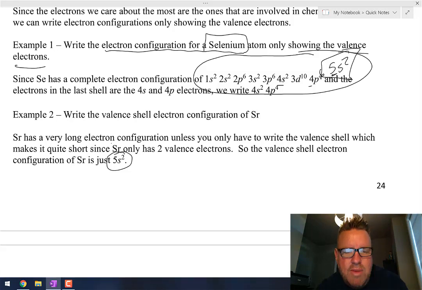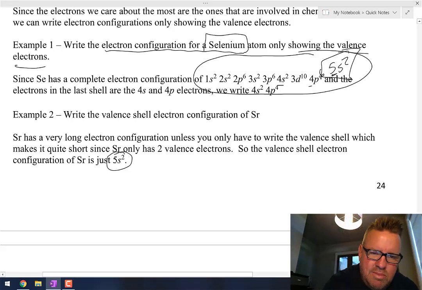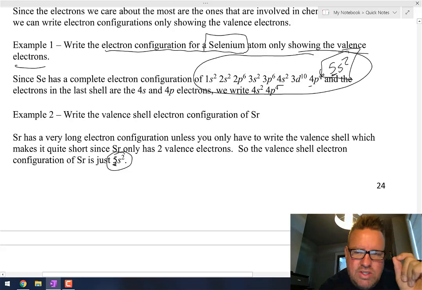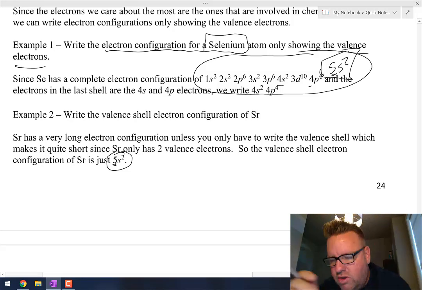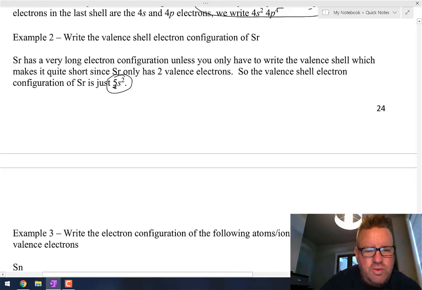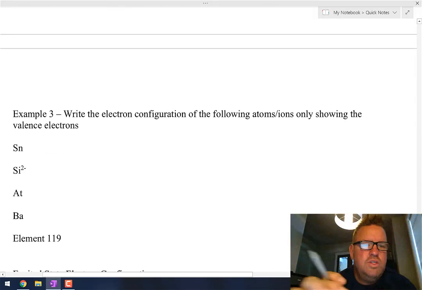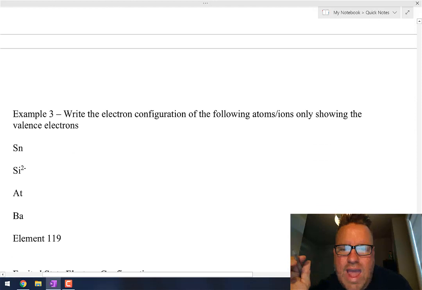Okay, so remember, it's the electrons in the last S, and if they're there, P subshell, that have the same number here as the S one does. Okay, and you don't include the D subshell. You certainly don't include the F subshell when you're doing these. Okay, so example 3, write the electron configuration of the following atoms or ions, only showing the valence electrons.